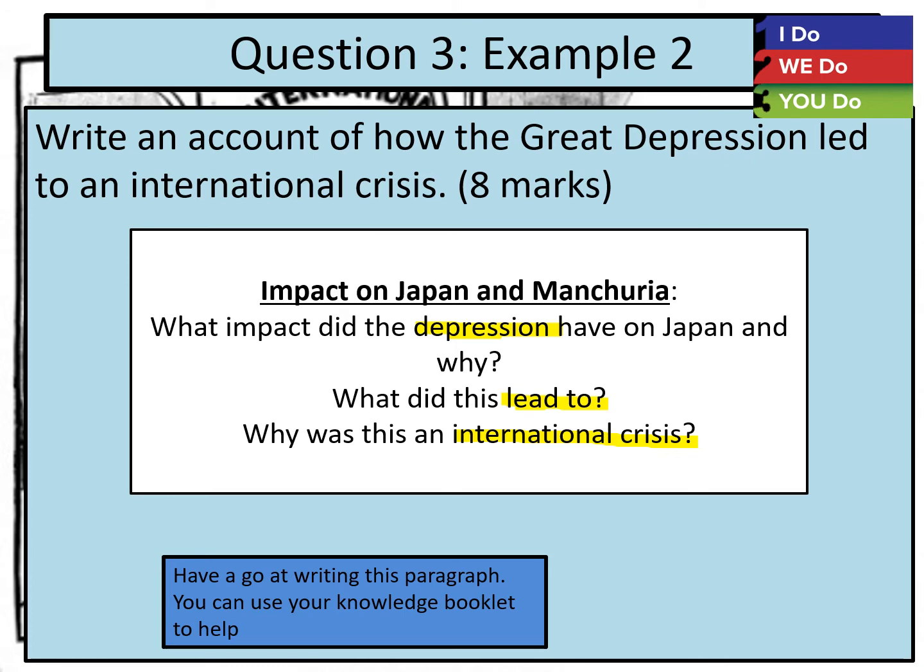So for 5 minutes, you're going to tell me, well, why did the Great Depression hurt the Japanese? How that led them on to invading Manchuria, and what that invasion looked like, and how it actually harmed the League and led to a greater international crisis. 5 minutes, have a go at that paragraph.